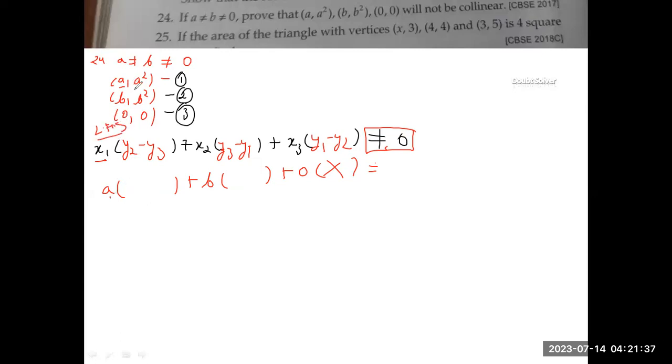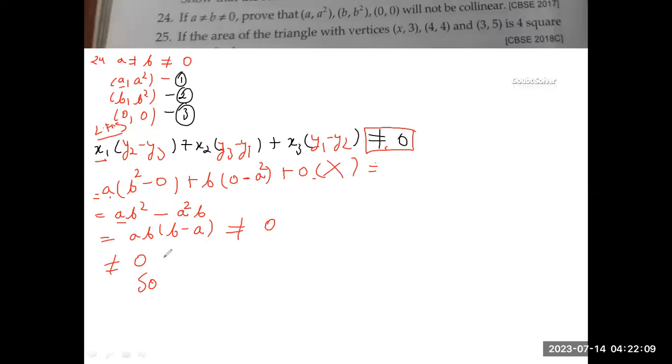So x I have substituted. y2 is B square minus 0, 0 minus y1, which is A square. There is no need to even fill in the rest. So I got AB square minus A square B. Taking AB common, AB times (B minus A), not equal to 0. In the next line you will write not equal to 0. Then you will write, as we know for collinear points this should be equal to 0, so all the 3 points are not collinear.